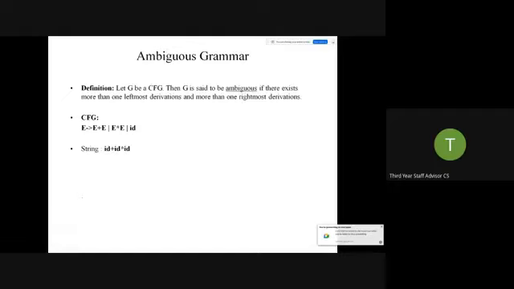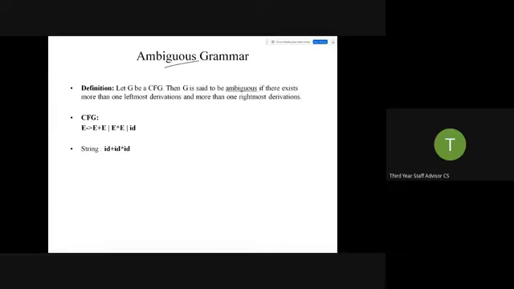So today we are going to discuss ambiguity. Last class we discussed the different types of derivations, leftmost derivation and rightmost derivation. So what is an ambiguous grammar? Ambiguous grammar എന്ന് പറഞ്ഞു കഴിഞ്ഞാൽ എന്താ?